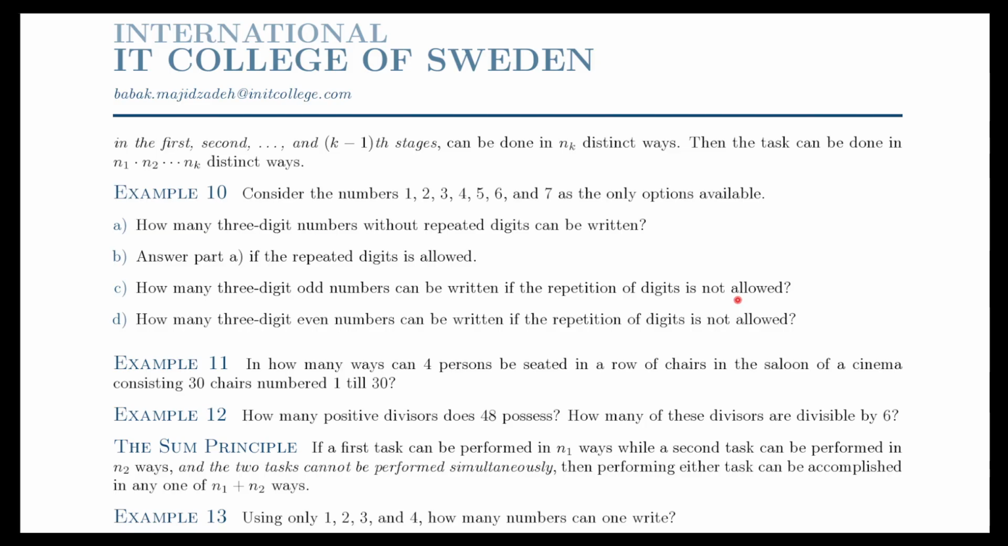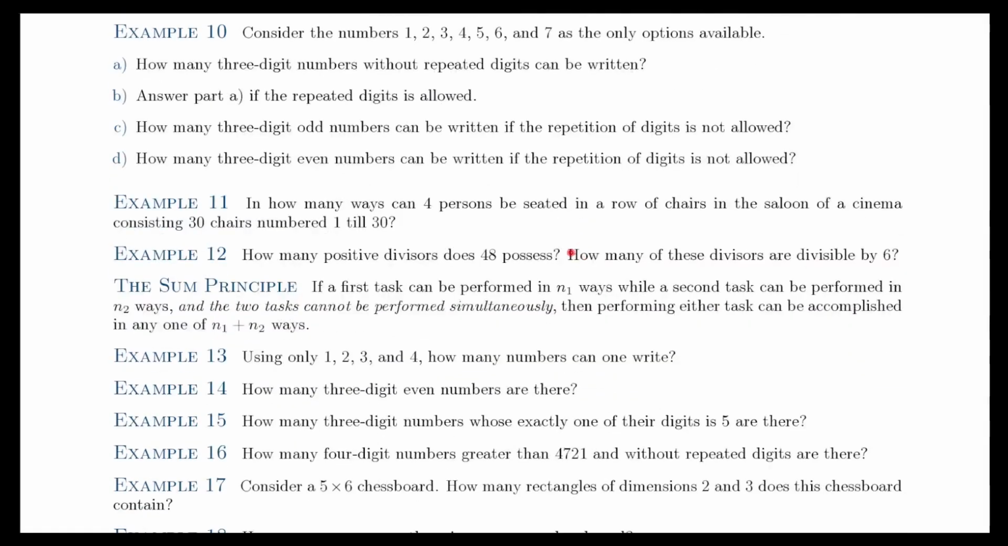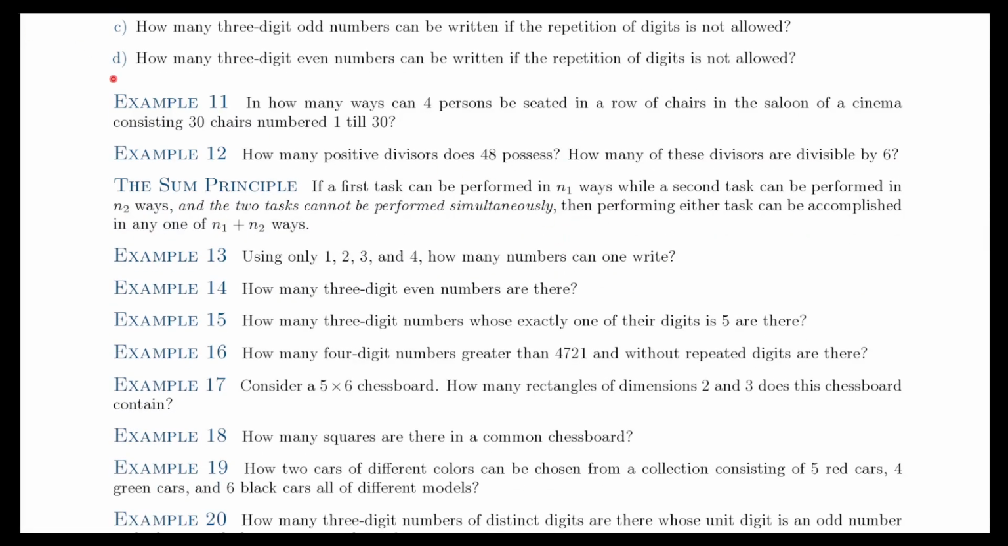We go back now to the slides and try to solve this problem, Example 11. In how many ways can 4 persons be seated in a row of chairs in the saloon of a cinema consisting of 30 chairs numbered from 1 to 30? So you have a saloon consisting of 30 chairs numbered from 1 to 30. When I say numbered, it means they are distinct chairs, so they are different. And then we have only 4 people, okay?